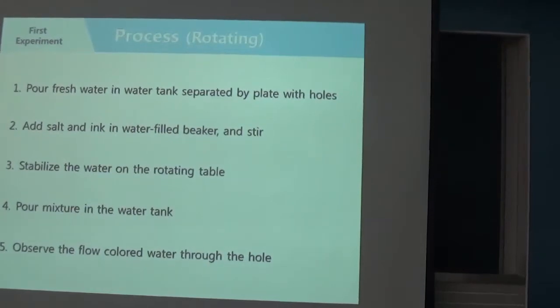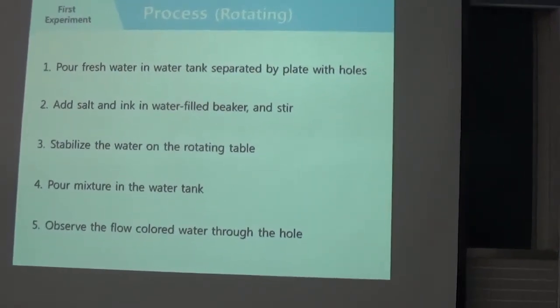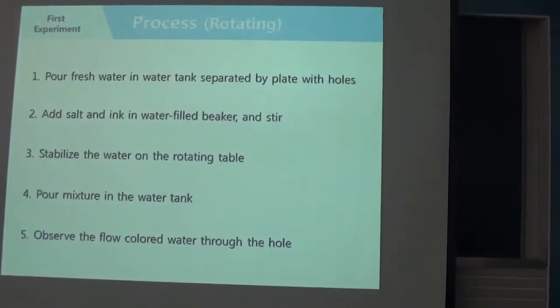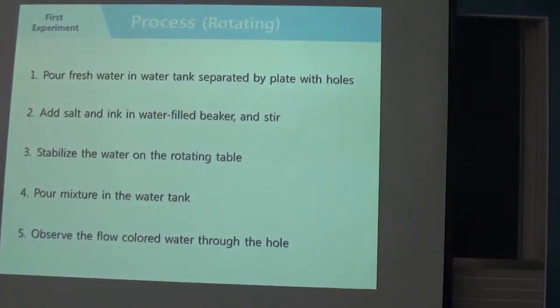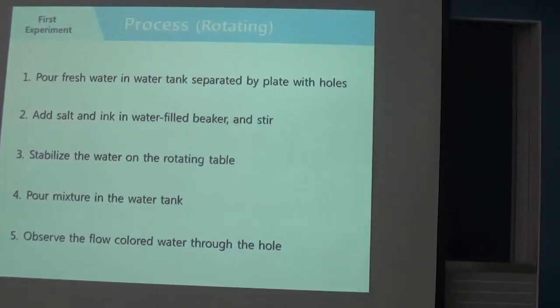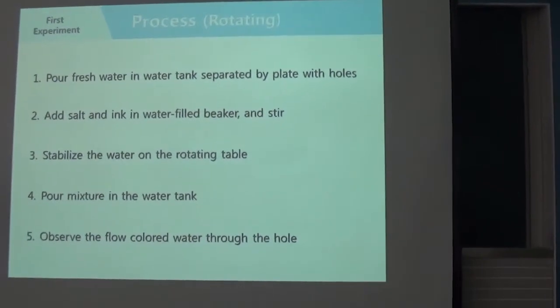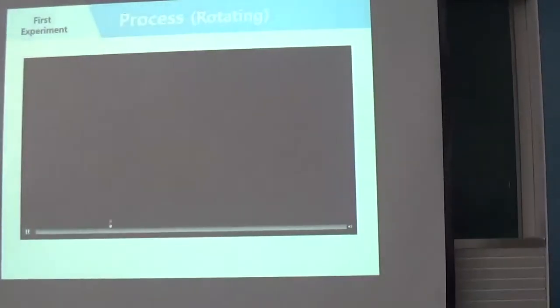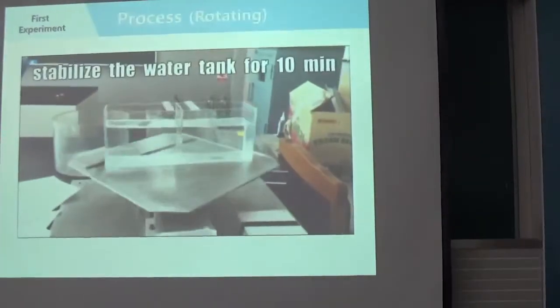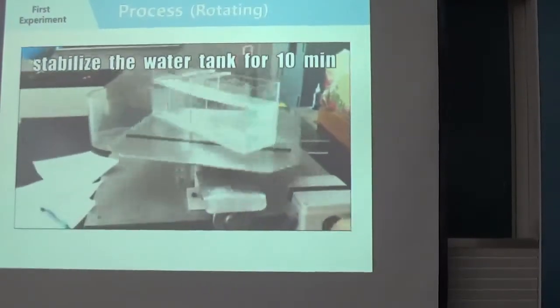To conclude the rotation effect, we used the rotating table to stabilize the water and continued on to the following experiment. The process of the experiment is exactly the same as the former work, except that we stabilized the water using the rotating table. Let's watch the video. The preparation is the same. Stabilize the water tank using the rotating table for 10 minutes.